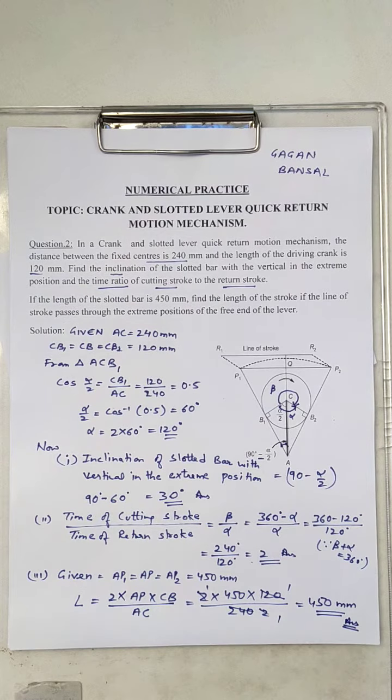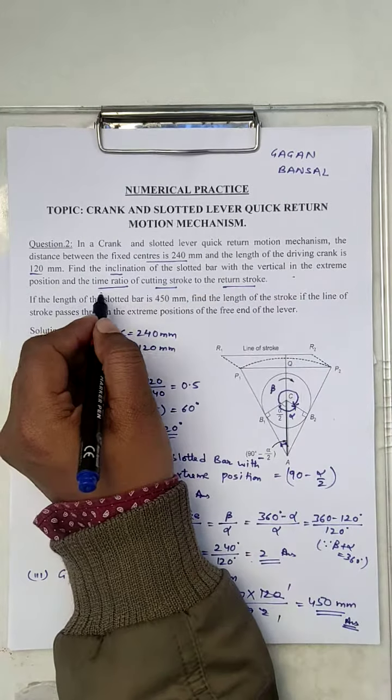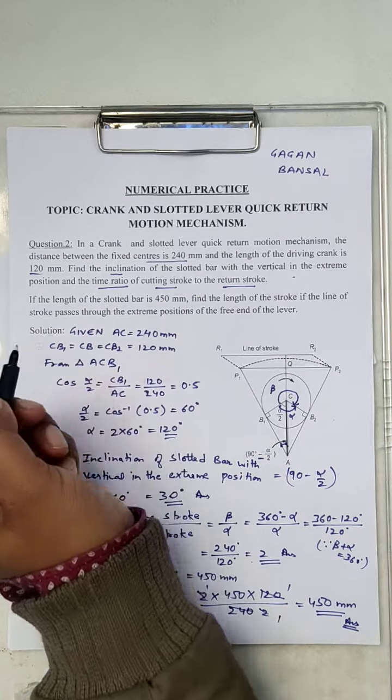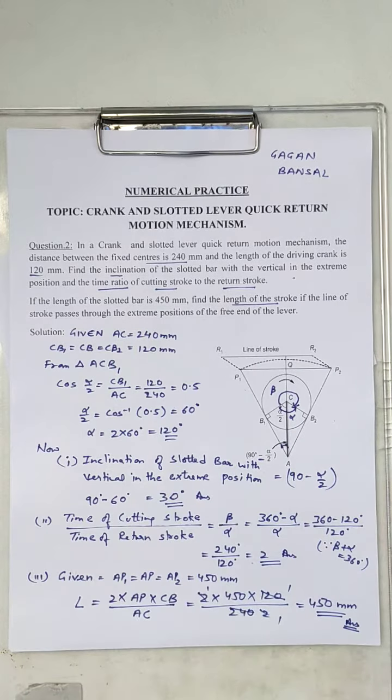Now all the three parts are calculated, that is the inclination of the slotted bar with the vertical, then the time ratio of cutting stroke to the return stroke, and finally the length of the stroke. So this way we have solved two numericals on the crank and slotted lever quick return motion mechanism. Hope it is clear. Similar kinds of problems we will be taking, but in the next lecture we will be taking one problem based on the Whitworth quick return motion mechanism.